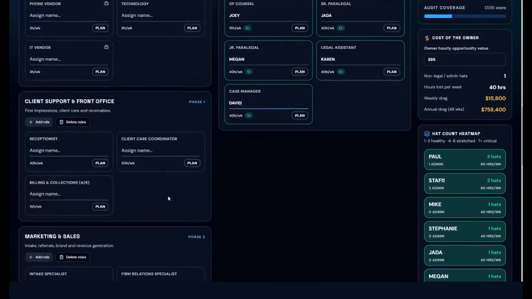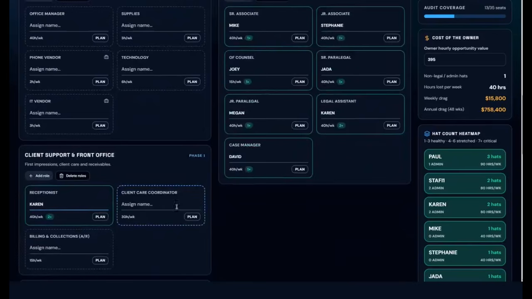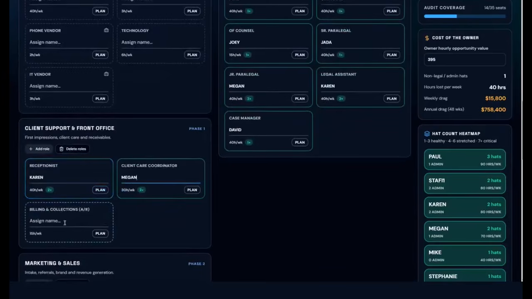All right. So who's the receptionist? Well, that's Karen, who's also the legal assistant. Client care coordinator. This is the person that deals with communicating to the clients, etc. Used to be that I would do it, but now I've kind of delegated that to my junior paralegal Megan. Then billing and collections. We give that to our case management team.